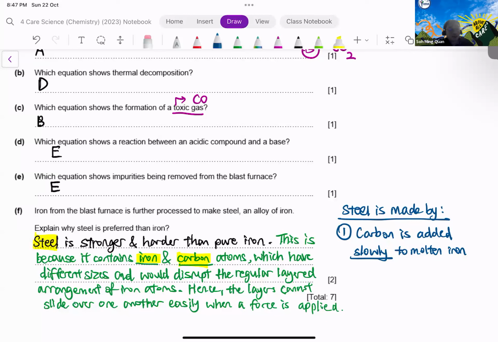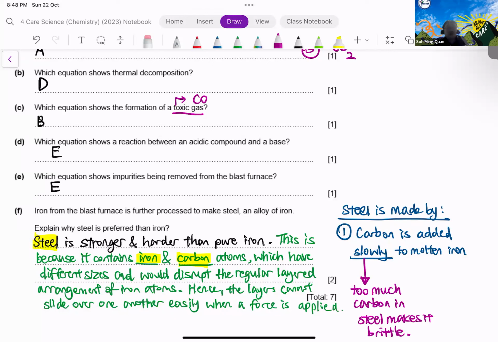Now, why is it important to control the amount of carbon you add? This is because too much carbon in the steel makes it brittle. So if you add too much carbon, the steel becomes very brittle. Brittle means it breaks easily.